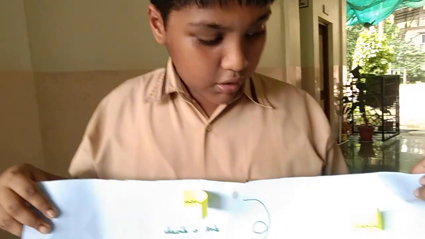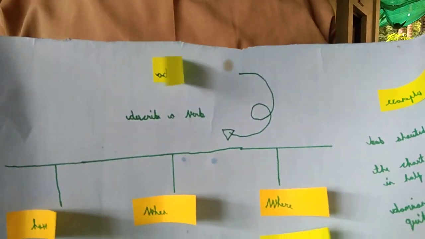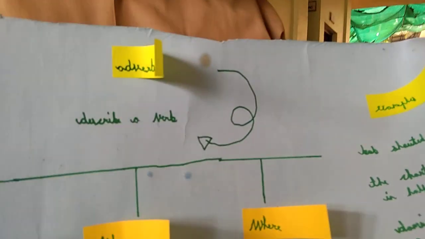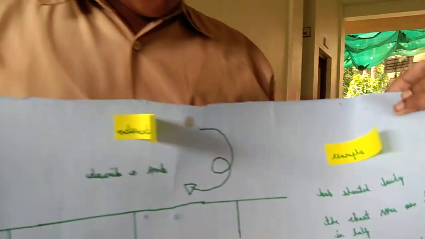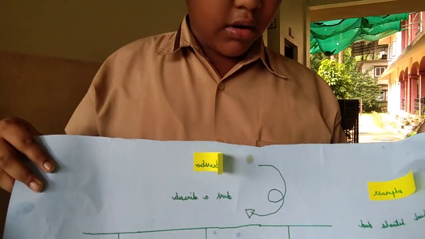Shouted is a verb. Loudly is an adverb. The chart was torn in half. Torn is a verb and in half is an adverb.